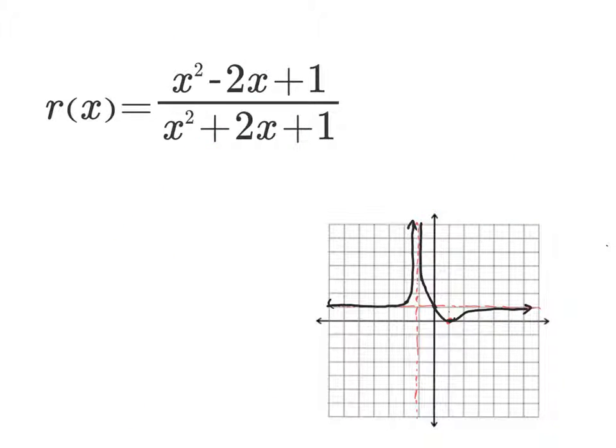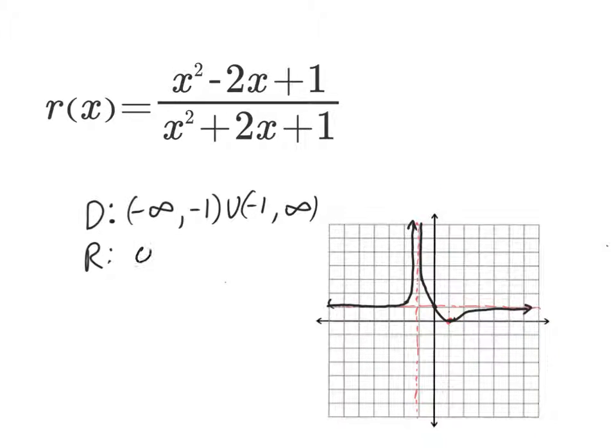So my domain is going to be everywhere except for my asymptote, which is going to be at -1. So my domain is going to be negative infinity to -1 with the union of -1 to infinity. And then my range looks like it's going to be from here on, and it does include this point. So I'm going to say from 0 up. So it's going to be from 0 to infinity.